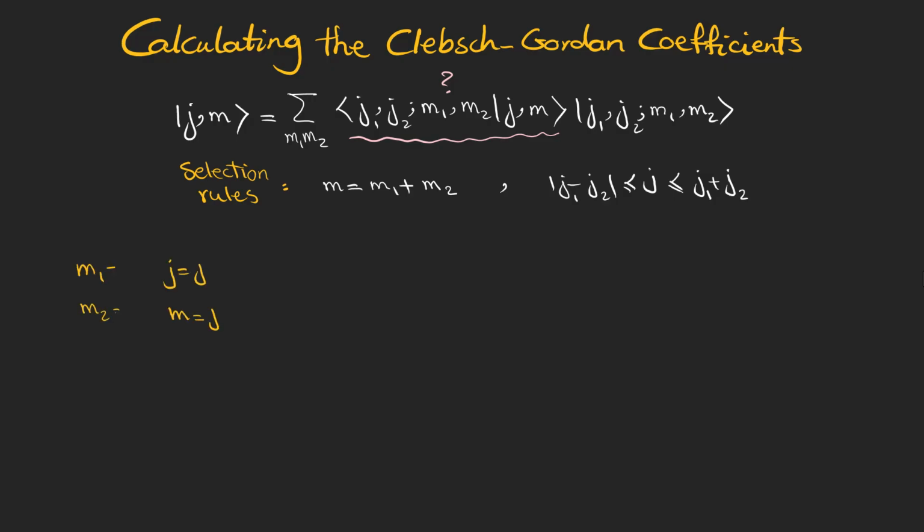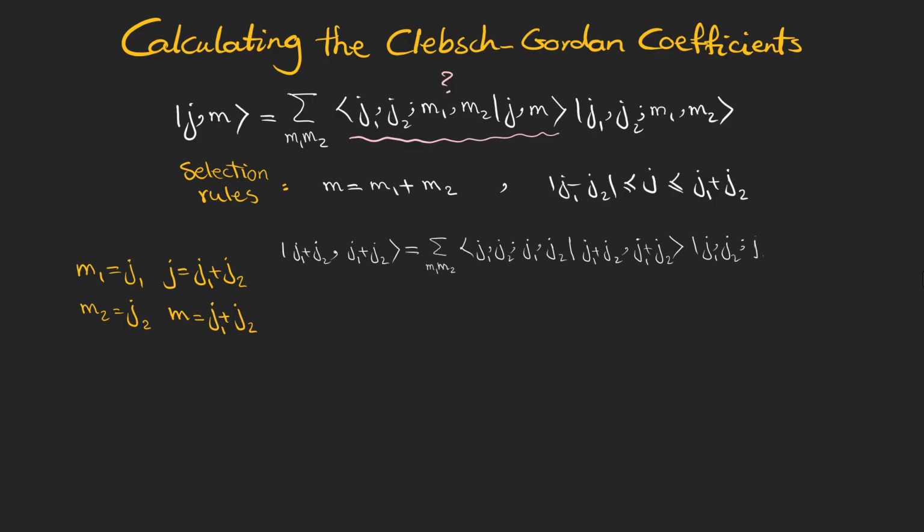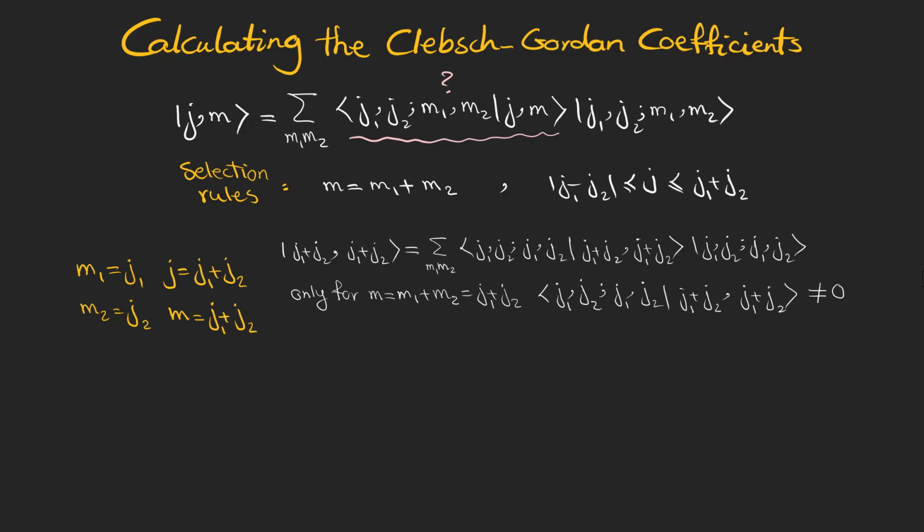Let's first consider a specific case for which we have these quantum numbers. We can expand our coupled state based on the uncoupled ones. Because of the selection rules we have, the only element that is not zero for this row of the matrix is the one for which m is equal to m1 plus m2. There is only one element with this condition. And we also know that every row should be normalized, so this element must be 1.